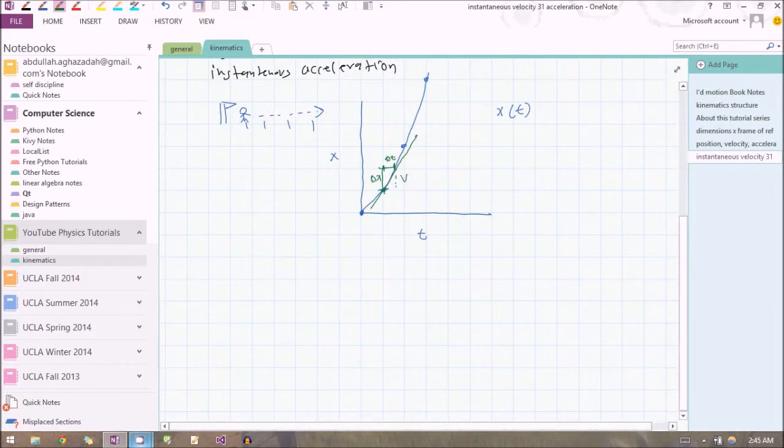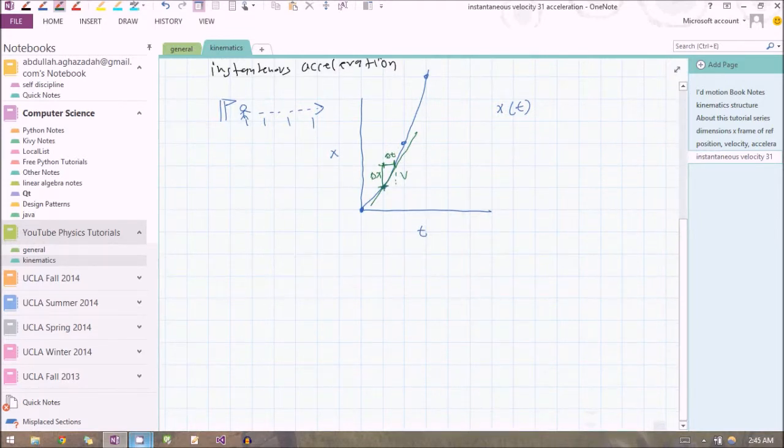So that's our velocity. Now, what happens if we make this delta t smaller and smaller and smaller and smaller? That's what differential calculus allows us to do. It makes this delta t infinitely small. So if you keep on making this delta t smaller and smaller, what happens is that you pretty much get to the point where this slope turns into a tangent.